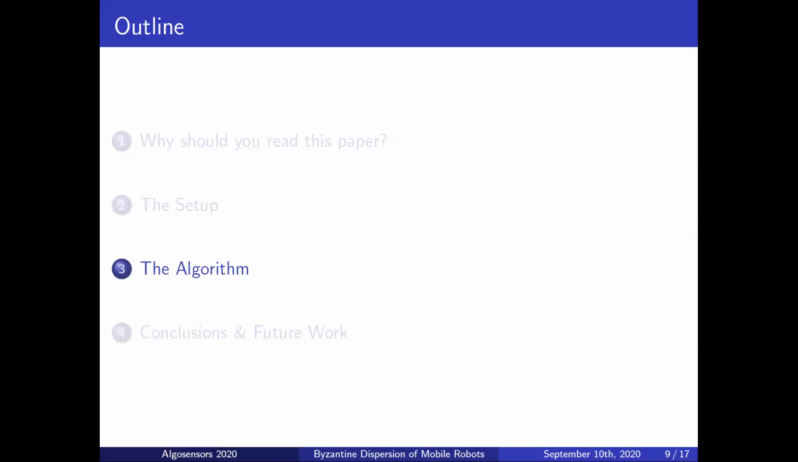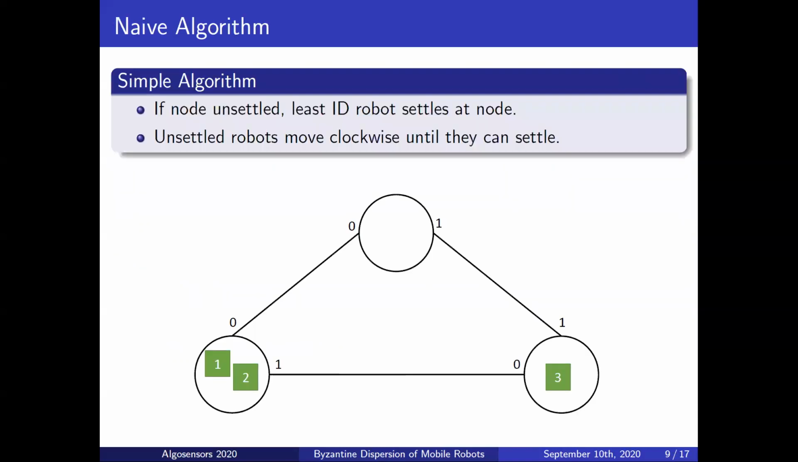Great. Now, let's look at this algorithm. Let's build it up step by step. First of all, let's start with a very simple, naive algorithm. Here we have a 3-node ring, and we have 1, 2, 3 robots. What's the simplest thing we can do?